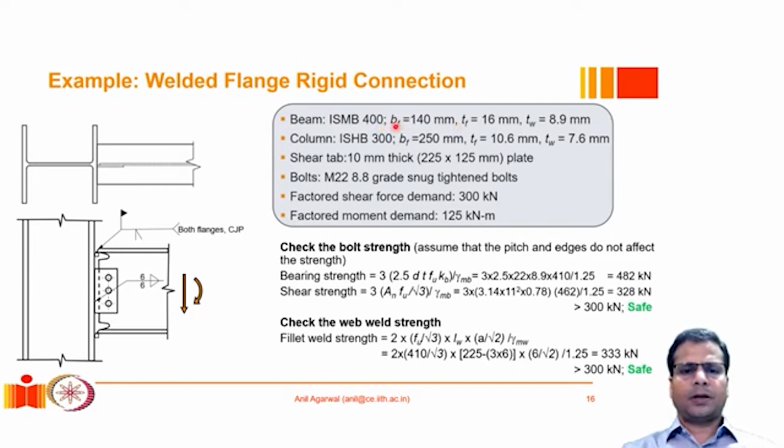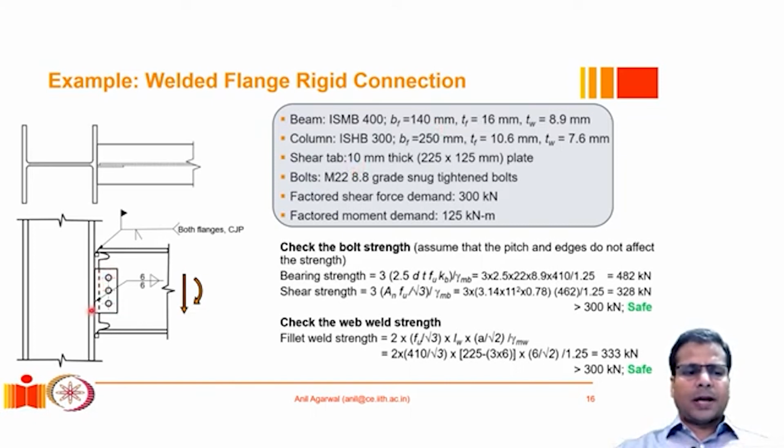The different useful parameters such as the thickness of the flange, the width of the flange and thickness of the web are also mentioned here. The column is an ISHB 300 section. So the column, of course, is not as deep as the beam, but it is wider than the beam. The column's width is 250 millimeters as compared to the width of the beam, which is only 140 millimeters.